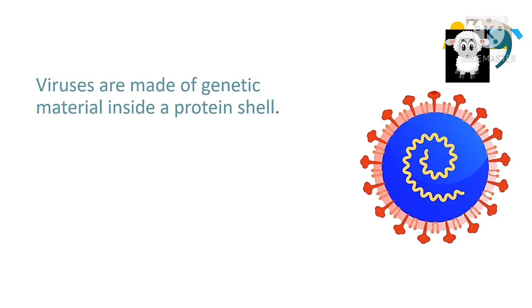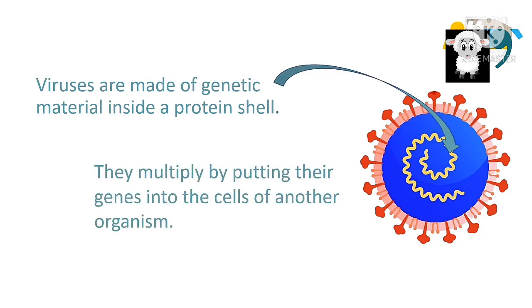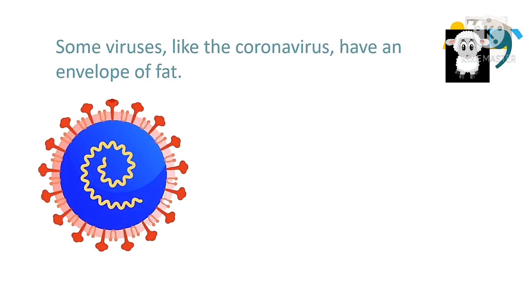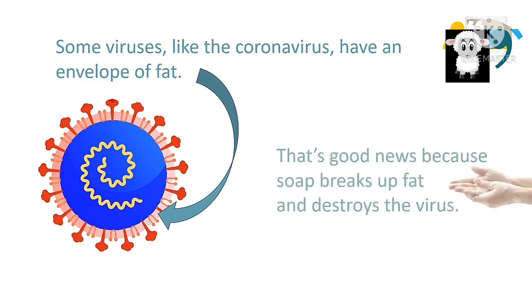Viruses are made of genetic material inside a protein shell. They multiply by putting their genes into the cells of another organism. Some viruses, like the coronavirus, have an envelope of fat. That's good news, because soap breaks up fat and destroys the virus.